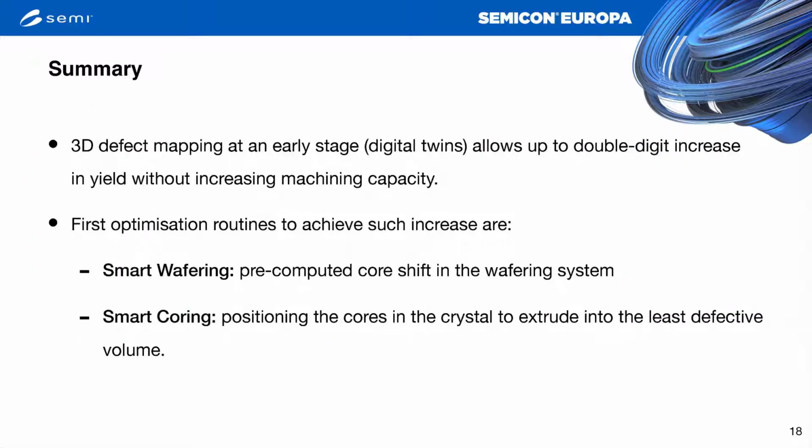So just to sum up, I underlined that the 3D defect mapping at an early stage, producing digital twins, allows a significant increase in a factory output without increasing its machining capacity. An up to double-digit increase can be achieved with the basic optimization routines. Smart wafering, increasing the number of non-defective wafers through pre-calculated core shifting in the wafering system. Smart coring, positioning the cores in the crystal to extract the least defective volume.